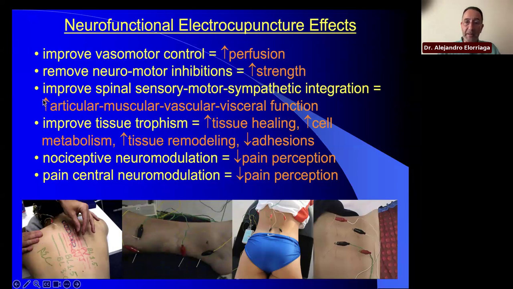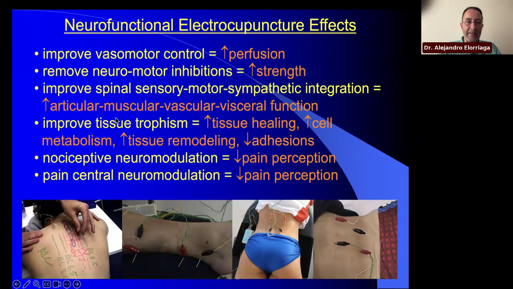So if you put needles anywhere without causing pain, that per se has a beneficial effect on the segment that will help, as we know based on empirical evidence, anything of articular, muscular, vascular, or visceral nature, functional, obviously not pathological.